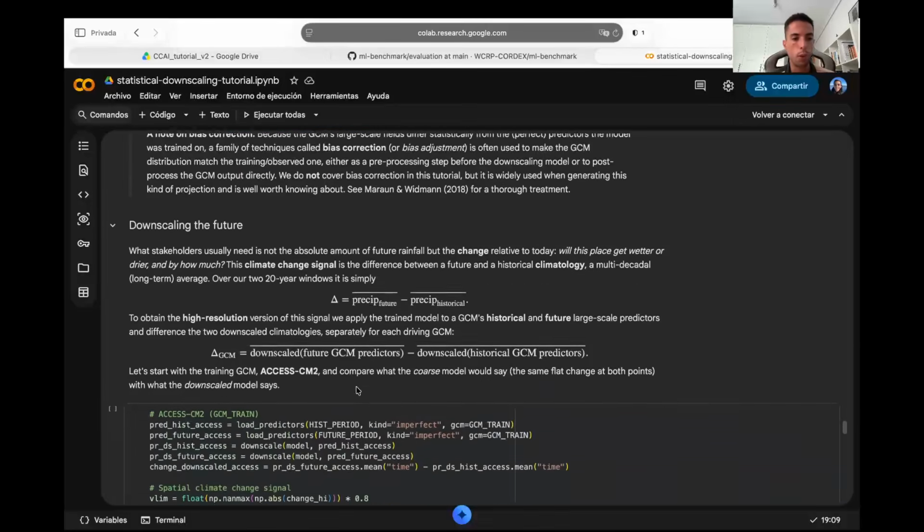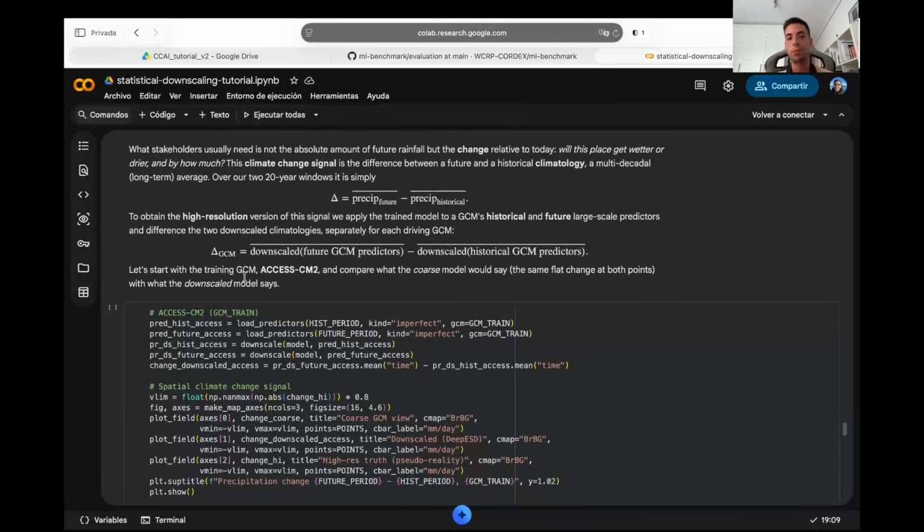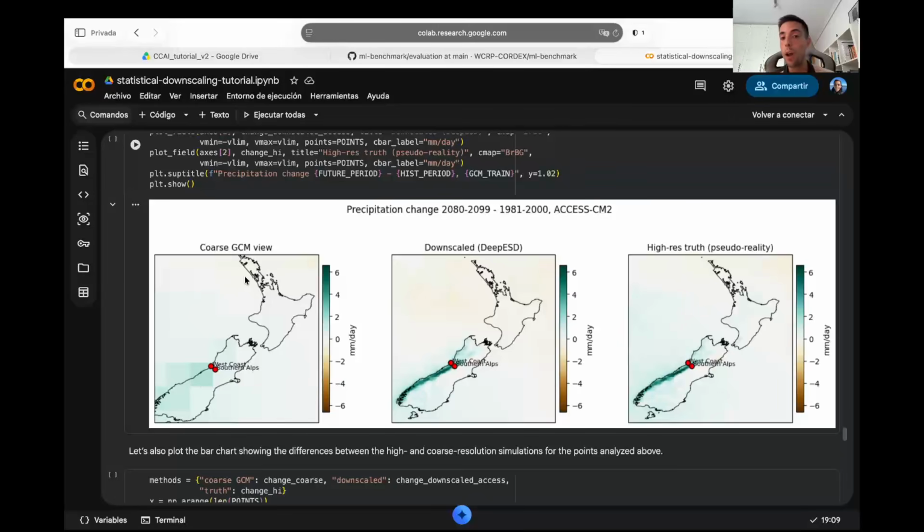So what we do here is we pass as predictors the variables from the GCM and we downscale in the future, because the GCM can generate simulations into the future. In that way, we are able to estimate the climate change signal of a GCM, but with a high spatial resolution. And that's what we do here.